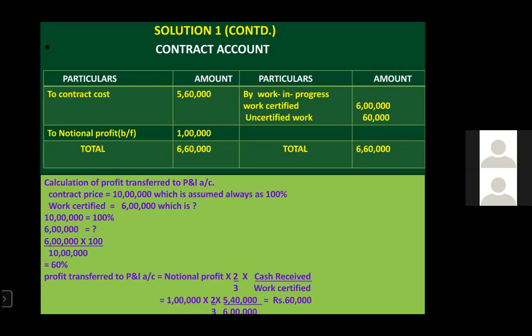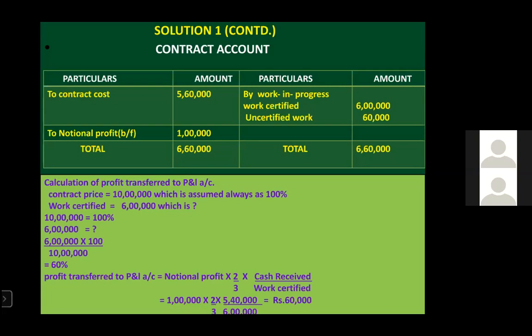Now look at the next calculation: calculation of profit transferred to P&L account. As I told in the previous video, when you calculate to what extent of notional profit is transferred to P&L account, you must refer to the 3 golden rules. First of all, we need to compare the contract price with our work certified. Contract price is always assumed as 100%, and compare the work certified amount to calculate the percentage.